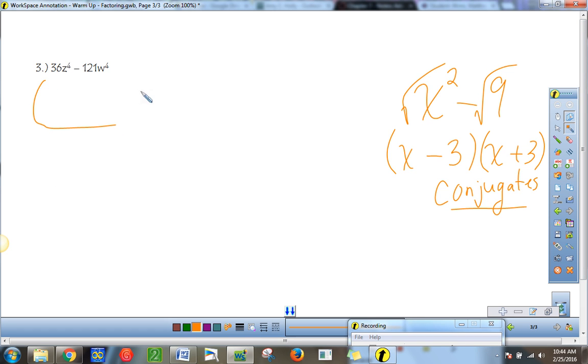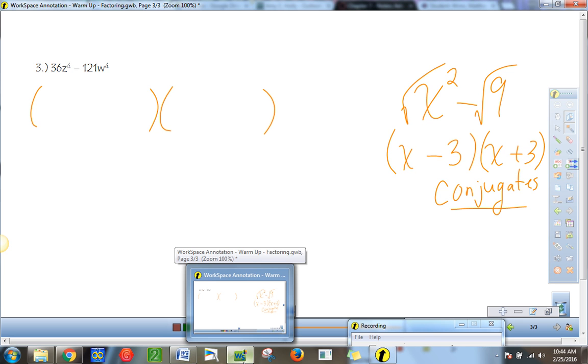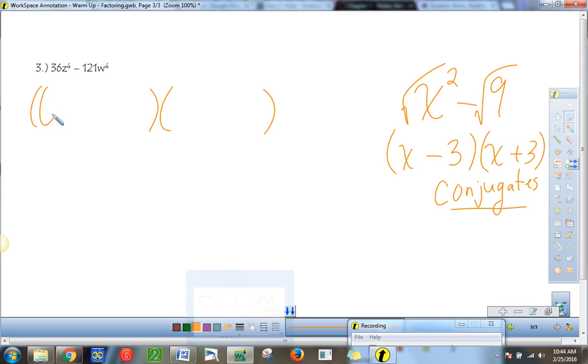If you square root 36, what do you get? So we got a 6 here, and we got a 6 here. What's the square root of z to the 4th? Z squared. Beautiful. So we got a z squared, we got a z squared. We know one has to be plus, one has to be minus. What's the square root of 121? 11. And what is the square root of w to the 4th? W squared.